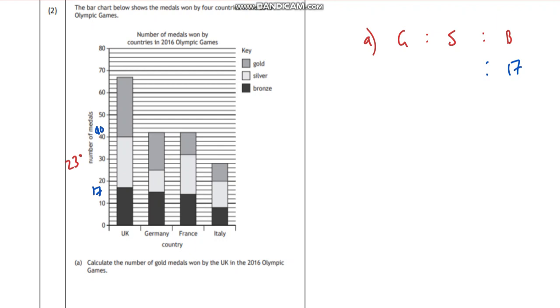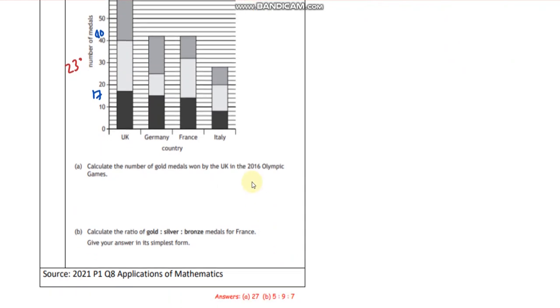I think the mistake here is a lot of people would have read that off and just said that that's 40, but it's not. It's 40, take away the 17. And then 40 up to, that looks like 67. So that must be 27 gold medals. Okay, so we've done that bit first of all.